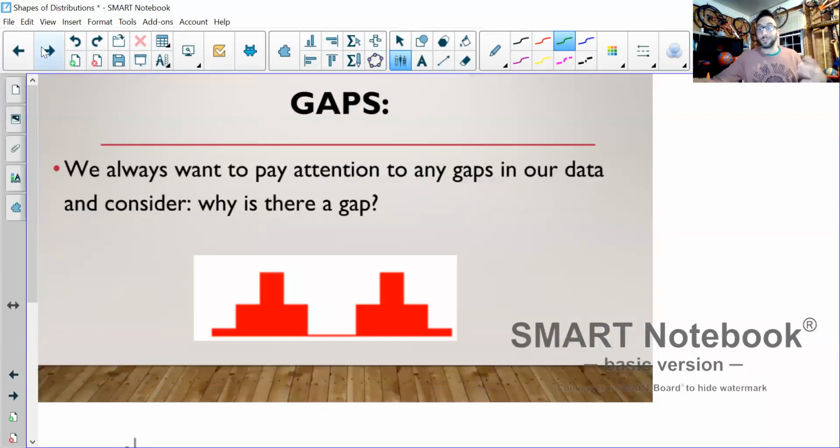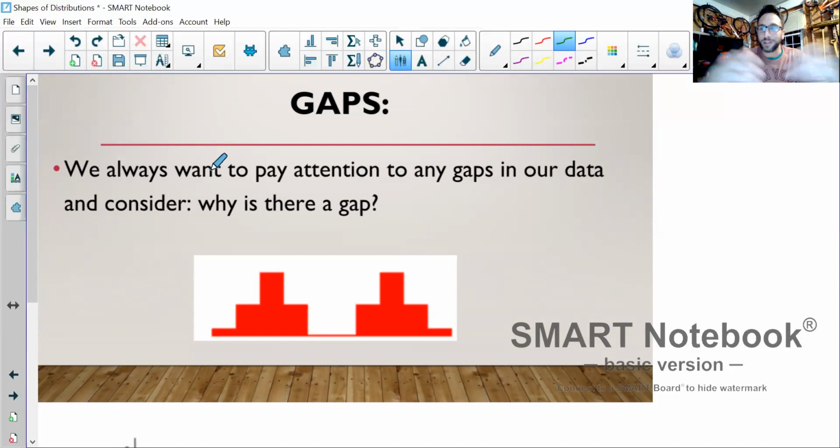As we tear through here, there are only a couple of little things to touch on. Gaps. We always want to pay attention to gaps in our data. I'm now realizing that I had a histogram for this, and I apparently did not paste it in. But anyways, if there's a gap in our data, we want to point that out. We want to say where there's a gap. Oh, there it is.